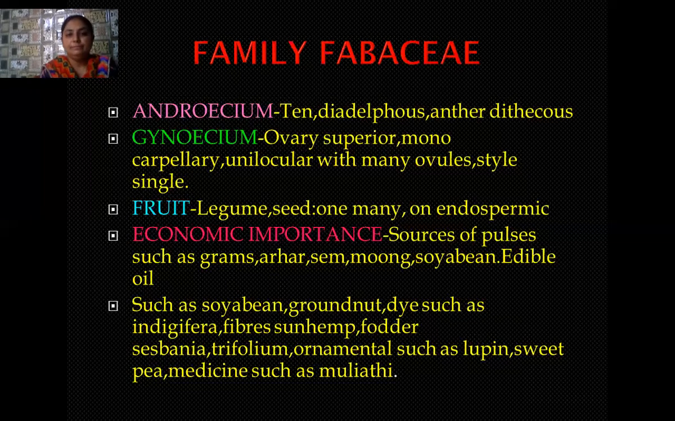Then gynoecium. Here the ovary is a superior ovary. This means the flower is hypogynous type of flower. Monocarpellary means the ovary develops from a single carpel. Unilocular, a single locule or chamber is there, but so many ovules are present and the style is single.